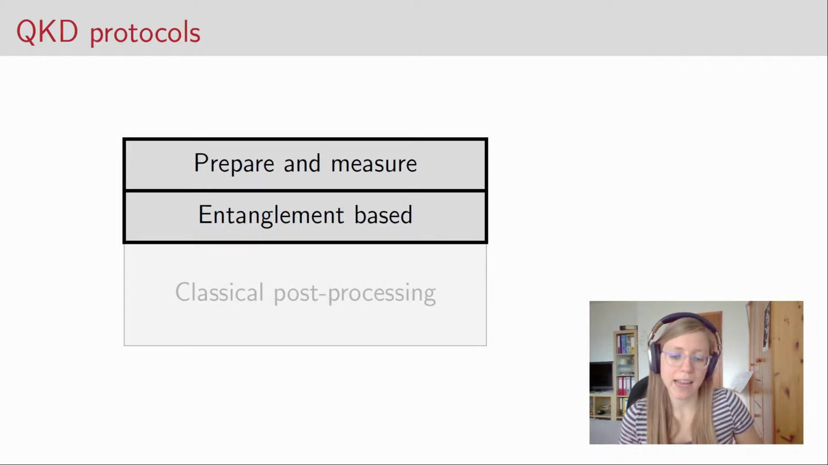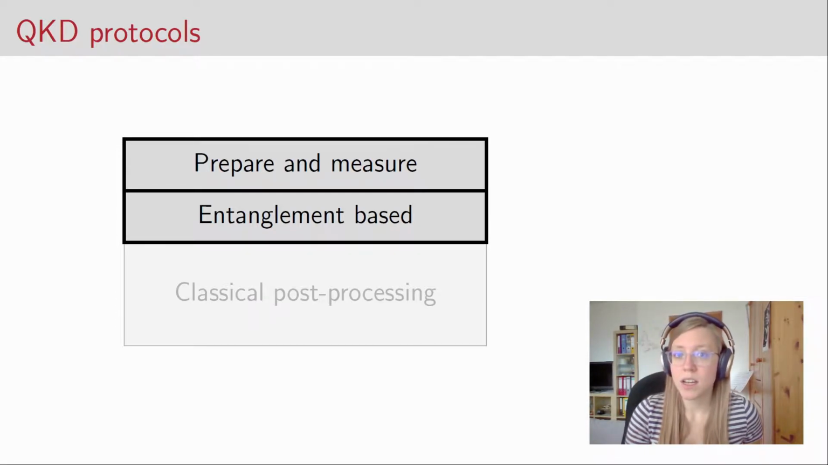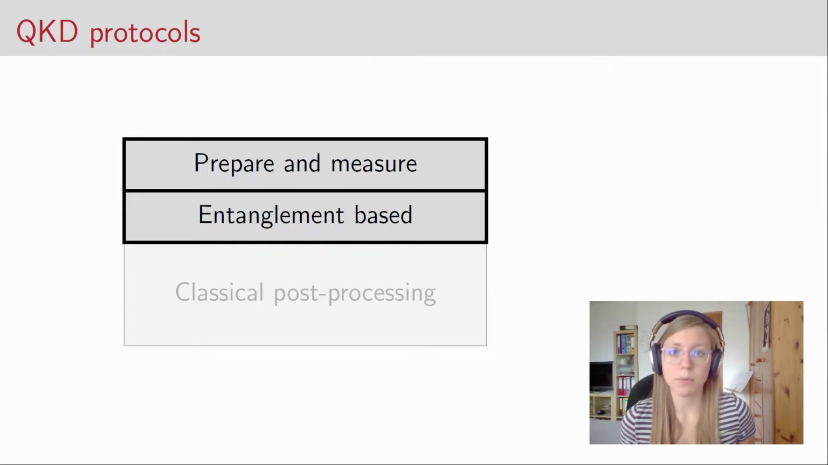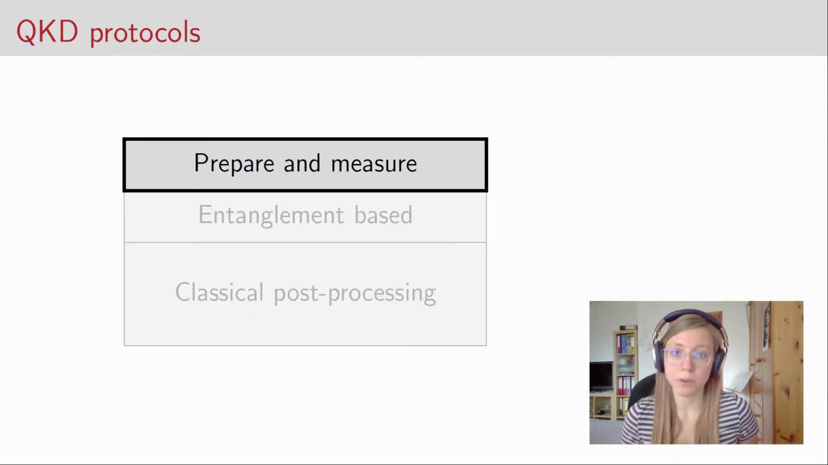It is still possible that Alice has prepared those and sent one half to Bob, but we also allow that a third party, which can be friendly or evil, it can even be Eve, prepared these entangled states and distributed them to Alice and Bob. In this video, we will only focus on the first case, the prepare and measure protocols. We will discuss entanglement-based protocols in the next video.